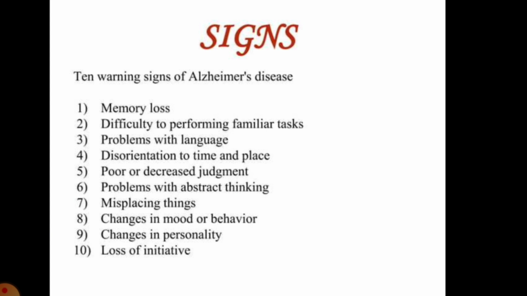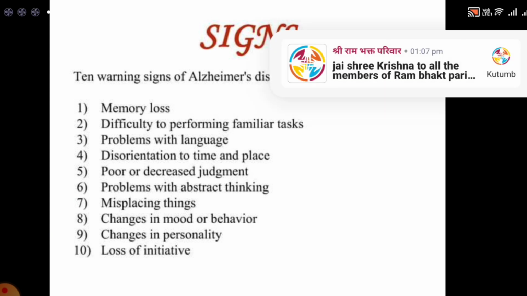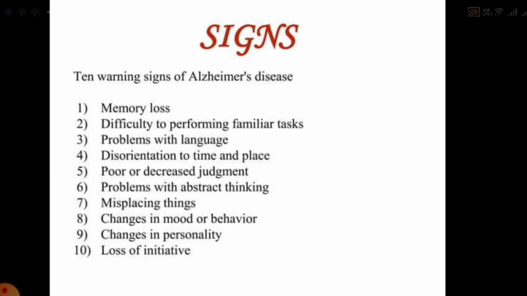The 10 warning signs of Alzheimer's disease. First is memory loss, difficulty performing familiar tasks, problems with language, disorientation to time and place, poor or decreased judgment, misplacing things, changes in mood and behavior, change in personality, loss of initiative.